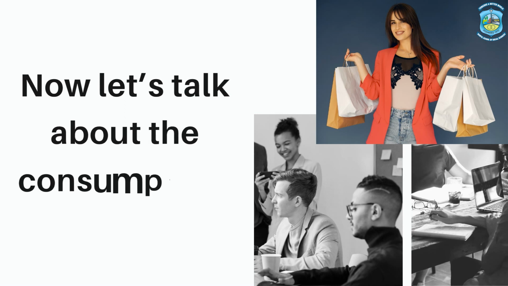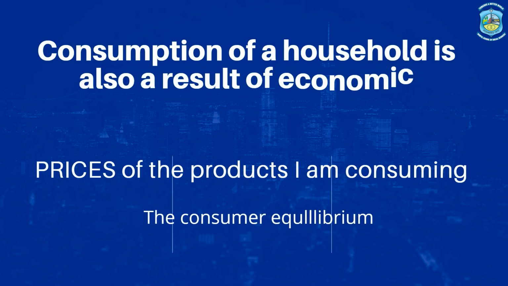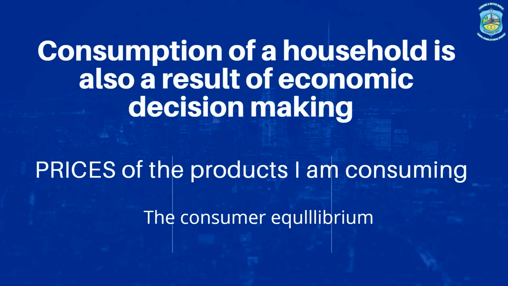Now let's talk about the second portion of the research problem, that is consumption. Consumption of a household is also a result of economic decision making. How do you decide your consumption? First and foremost, it is definitely based on the income that you are getting, and of course, the price level which is prevalent in the market. Of course, there is a tool called the consumer's equilibrium wherein you are able to equate the satisfaction that you are getting with the price that you are paying, and this analysis helps you to understand how much should be your consumption or how much should be the price for a product that you are paying.